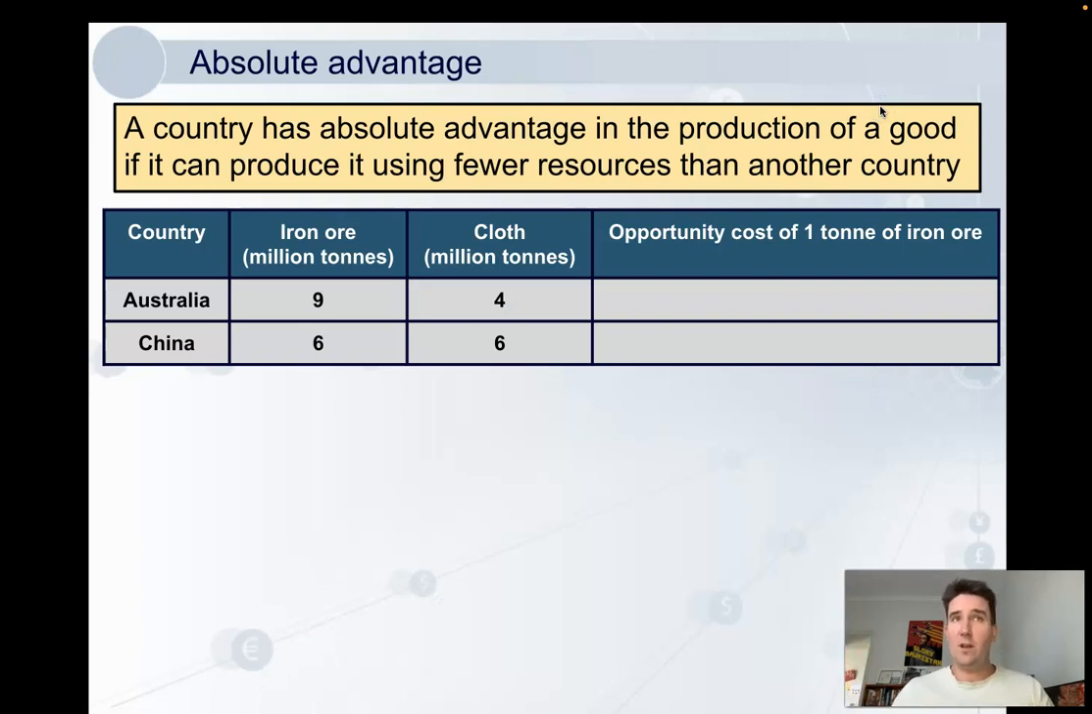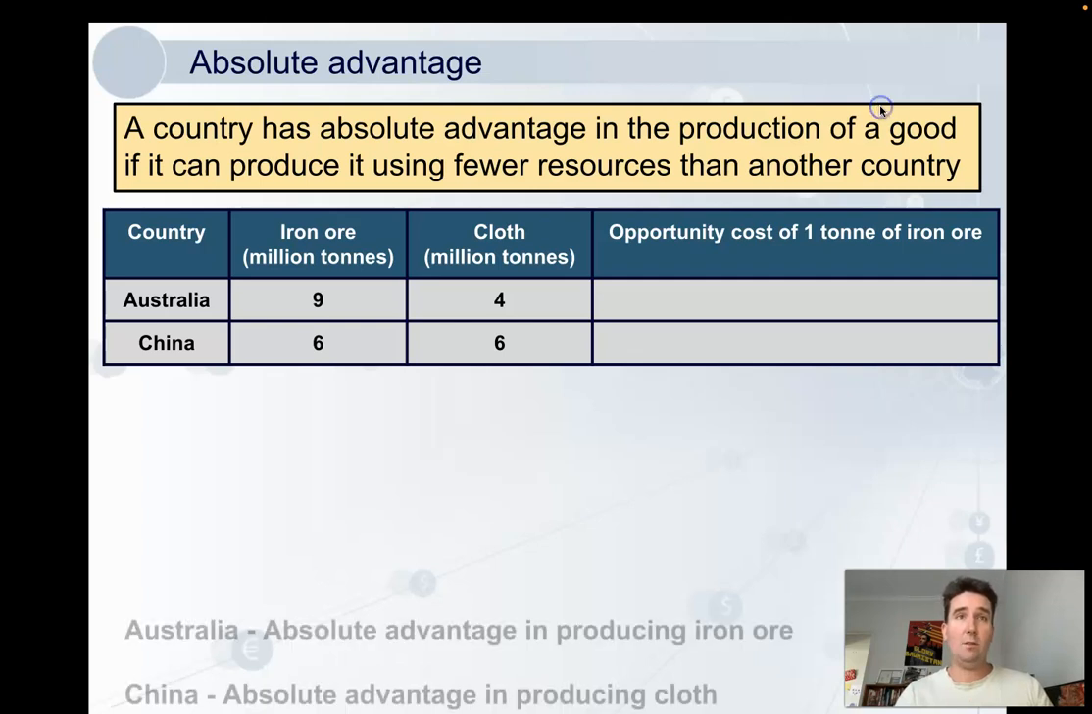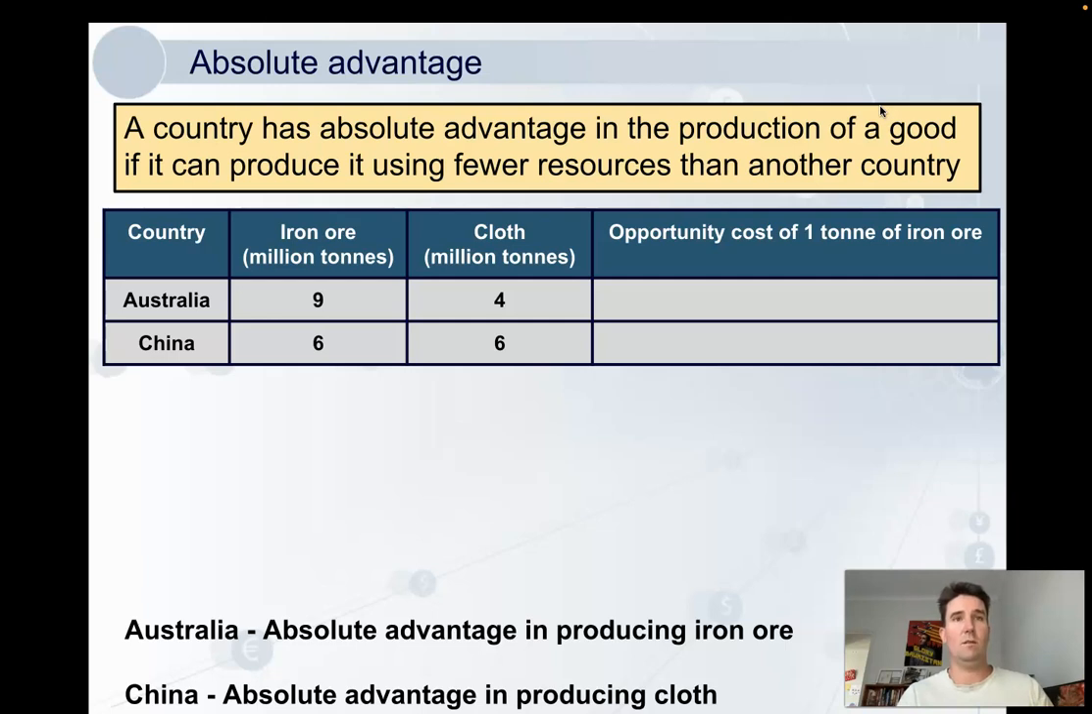We'll look at absolute advantage first. Absolute advantage occurs when a country can produce more of a good or service than another country using the same amount of resources. To explore the concepts, we're going to simplify reality greatly by looking at two countries, Australia and China, and assume that each only produces two goods, iron ore and cloth. Australia can produce 9 million tonnes of iron ore or 4 million tonnes of cloth, or a combination in between these values. We assume that both countries have the same resources. Therefore, we can see that Australia has the absolute advantage in producing iron ore. China has the absolute advantage in producing cloth. Using the same resources, Australia makes more iron and China makes more cloth.